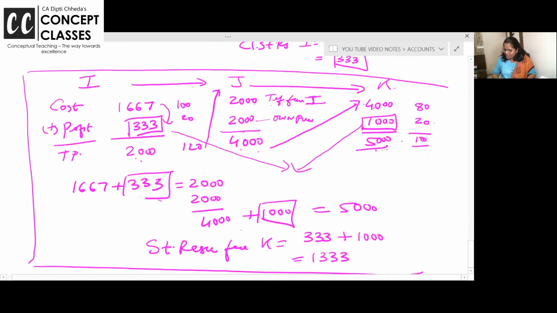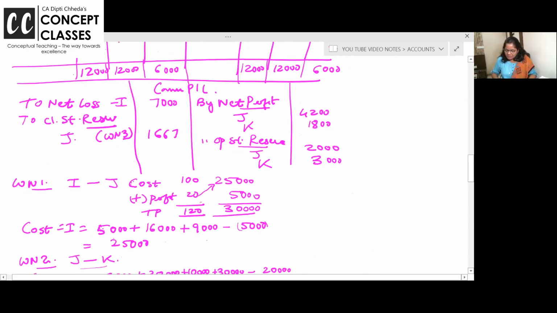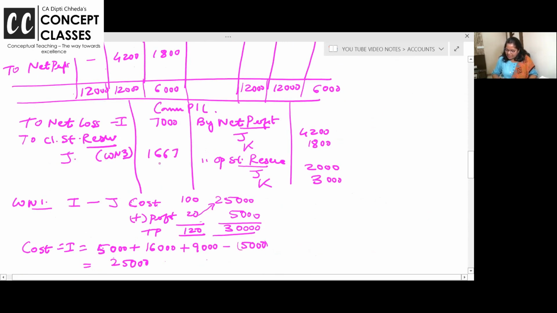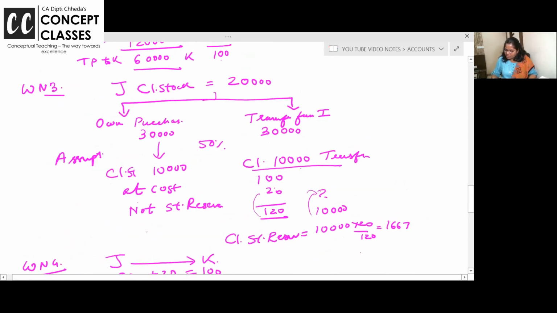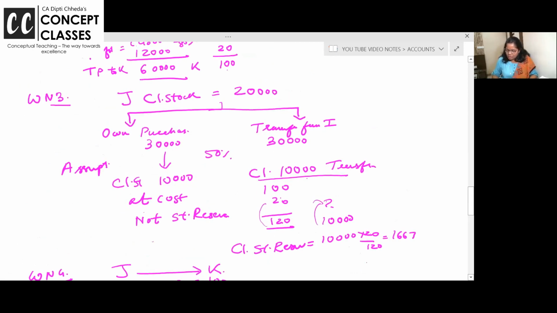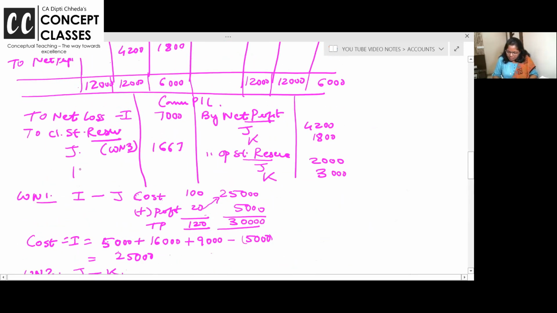Finished writing. Come to the main question. How much is the loading for J? 1667. We have worked that out. J's own loading. And what is the loading for K? Working note 4, 1333. In the 5000, I want to repeat maybe the 10th time, 5000 is K's stock, 1000 is the loading of J, 333 is the loading of I, 1333. Now see whether there is profit or loss.